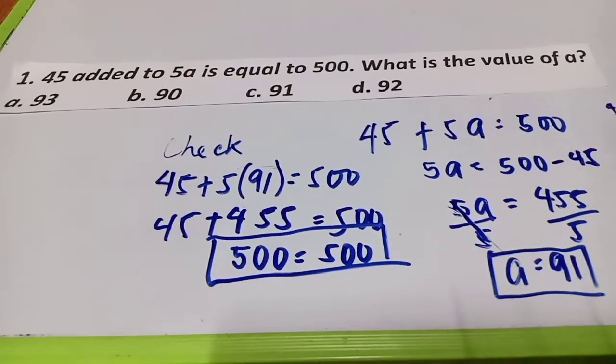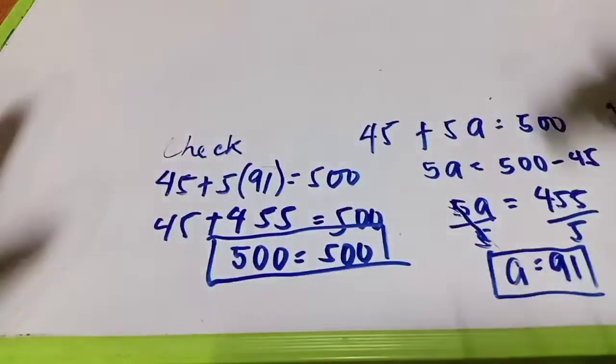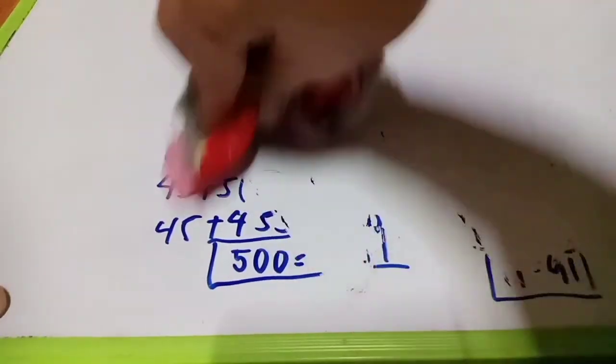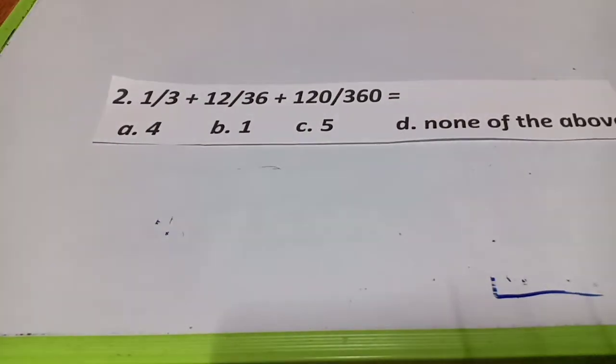Okay, let's proceed to number 2. Let's try to erase this one. Let's have number 2. 1/3 plus 12/36 plus 120/360.